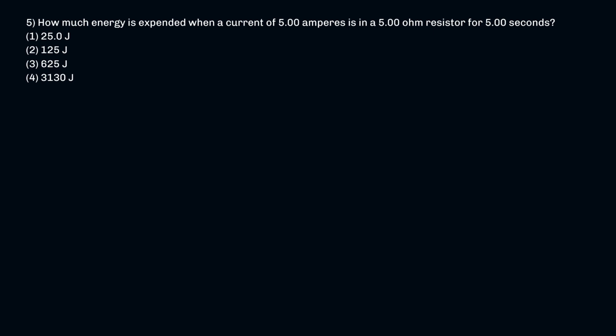All right, so example number 5. How much energy is expended when a current of 5 amperes is in a 5 ohm resistor for 5 seconds? So the first thing here is just going to be to pick out what I have from the question and then use an equation based on that situation. So the first thing here, I have how much energy.